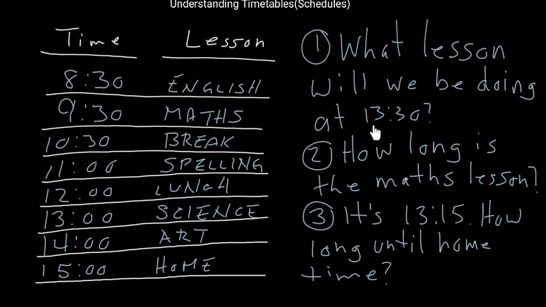Well, first of all, you should look for the hour here. So there's 10, 11, 12, 13. And then that's 14. So we're looking at 13:30, so that means that it's 13 plus 30 minutes. So that means we'll be 30 minutes into our science lesson. Okay, so the correct answer for that one would be science.